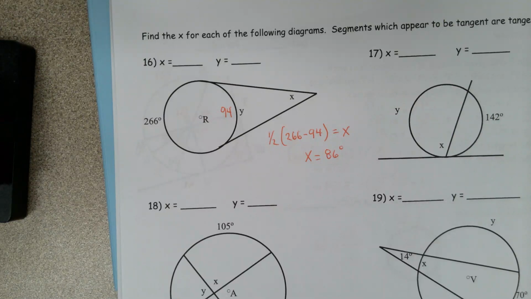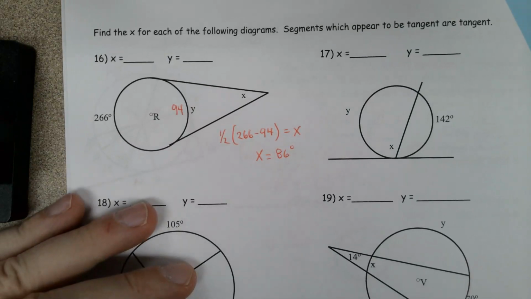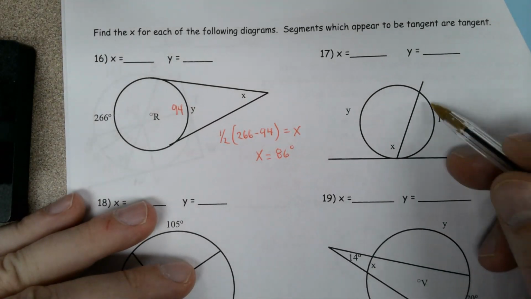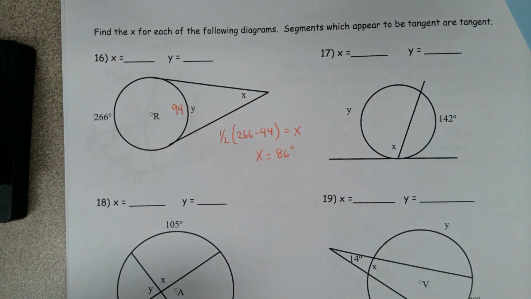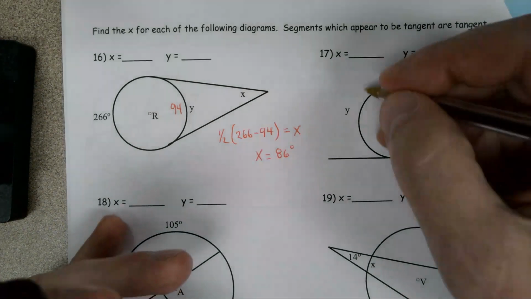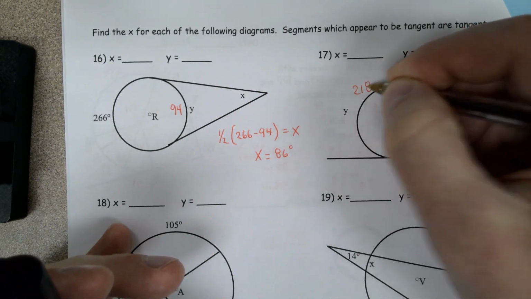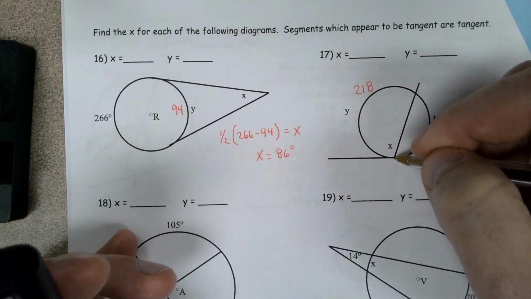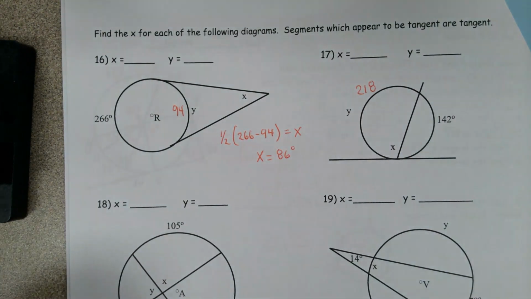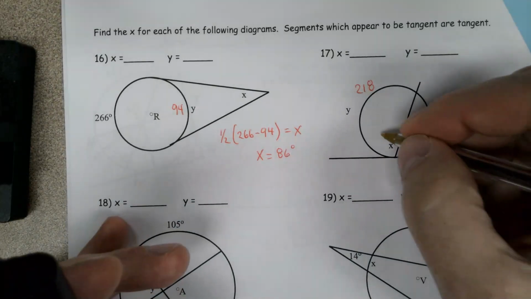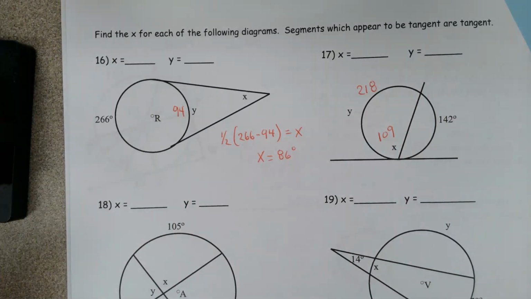Okay, we move on to number 17. 17, again, using our value that the circle is 360, that's 360 minus 142. That makes y 218. X has a vertex on the circle, so we're going to take 218 and divide it by 2. And x is going to be 109.